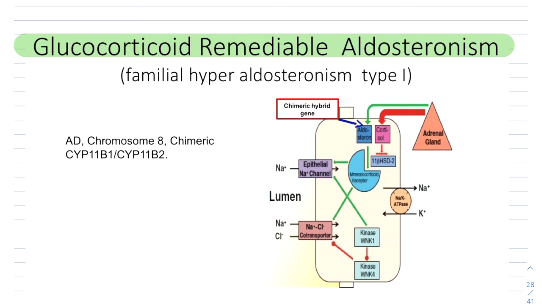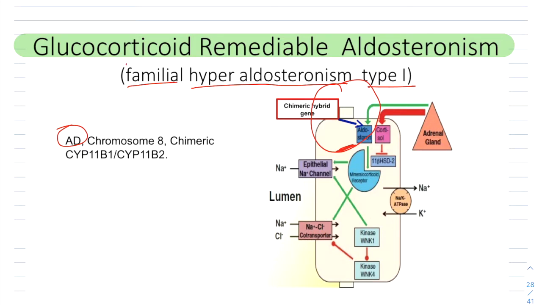The next we have glucocorticoid remediable aldosteronism, which is also called familial hyperaldosteronism type 1. It is caused by a chimeric hybrid gene mutation that is leading to excess aldosterone action. This is the hybrid gene which causes a gain of function mutation of aldosterone. You should know very little about this disease, and you just have to know that it is an autosomal dominant form, which came once in the exams. I'll be discussing the question at the last.